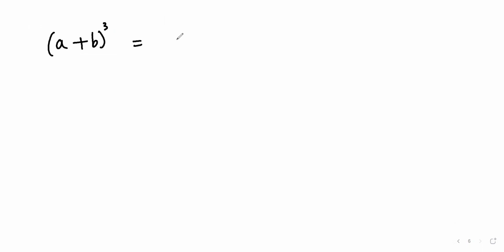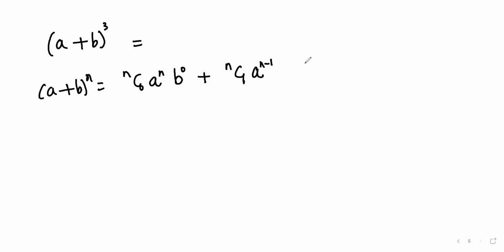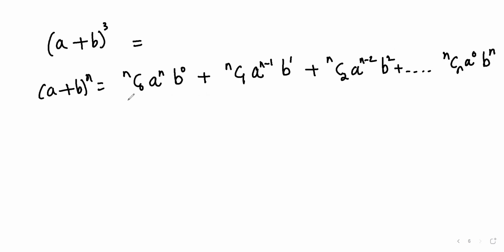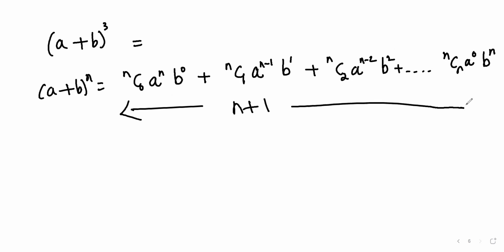Let's say I do not know anything. I'm going to apply the binomial theorem. So what is the formula for (a+b)^n? It will be nC0 a^n b^0, plus nC1 a^(n-1) b^1, plus nC2 a^(n-2) b^2, and we go on all the way up to where the power of a becomes 0 and the power of b attained is n, and of course there will be n+1 terms.